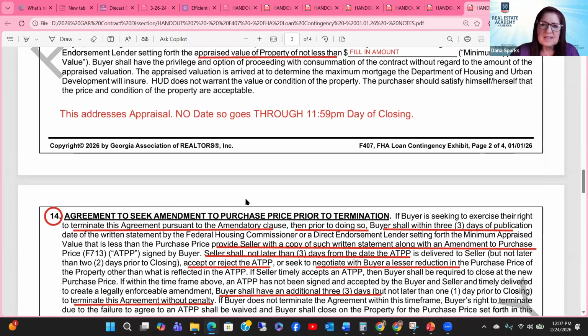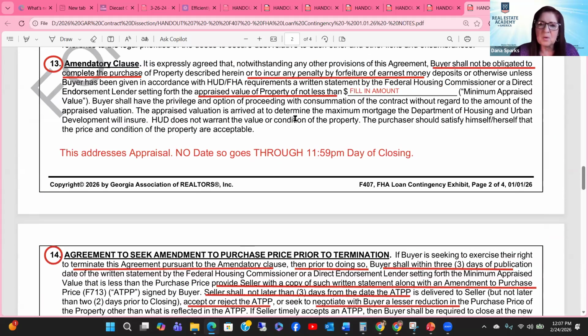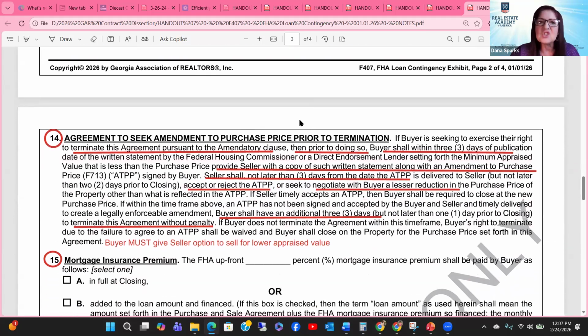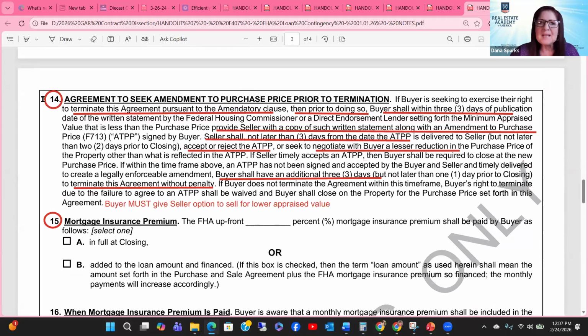Now, even though a buyer has termination rights upon a low appraisal, it's not immediate. It's just like in the conventional. Agreement to seek amendment to purchase price prior to termination. If you get a low appraisal, as soon as you get it, the buyer has within 3 days of the publication date of the appraisal to provide the seller with a copy of the written statement along with the amendment to the purchase price, just like the process we went through under the conventional loan exhibit. You have to give the seller the opportunity to sell to the buyer at the lower appraised price.